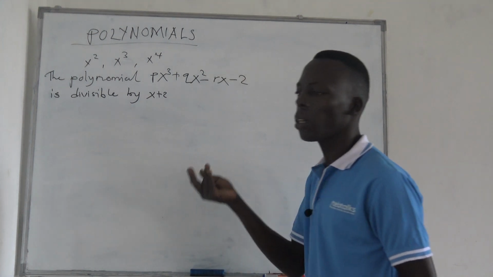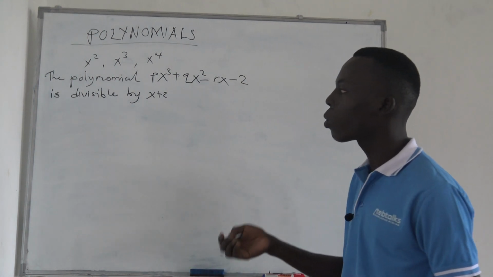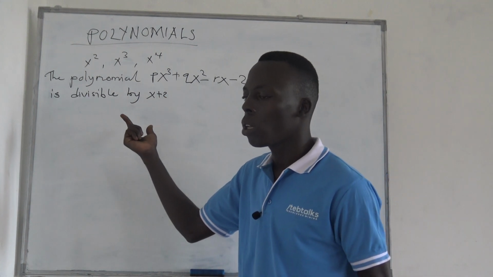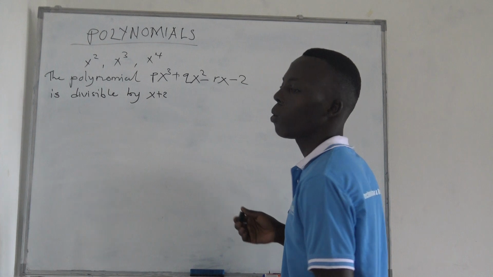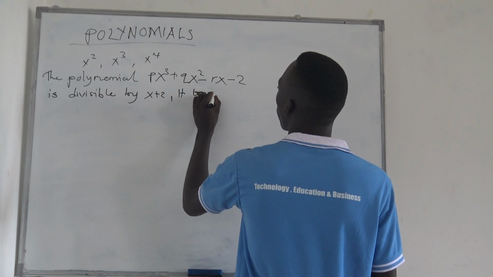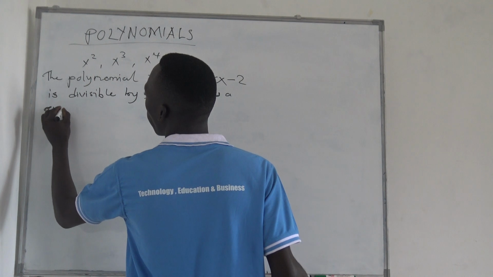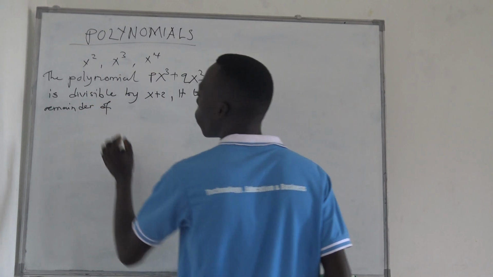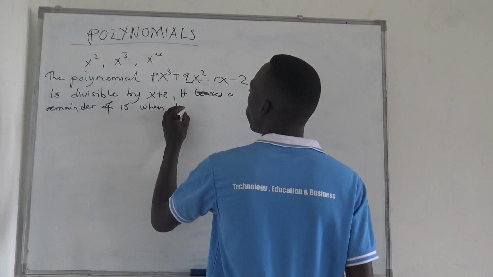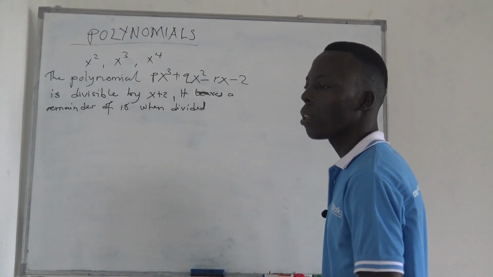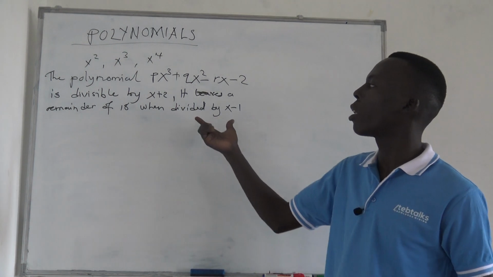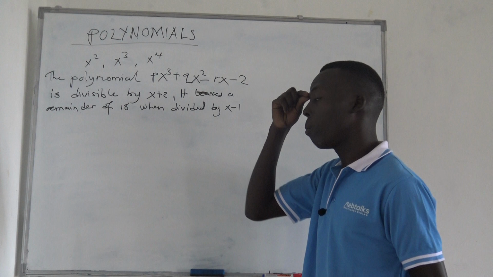And we said when it is divided by something, we just use a long division showing that it really is divisible. But the question is still continuing. They are saying, comma, it leaves a remainder of 18 when divided by x minus 1. So they are saying that it leaves a remainder of 18 when divided by x minus 1.